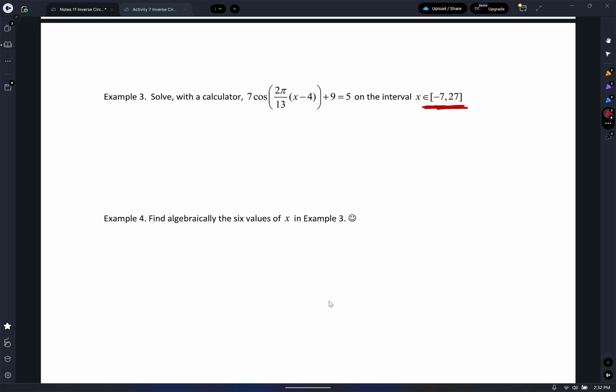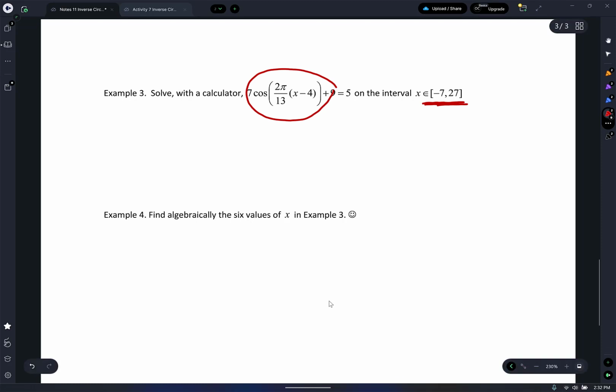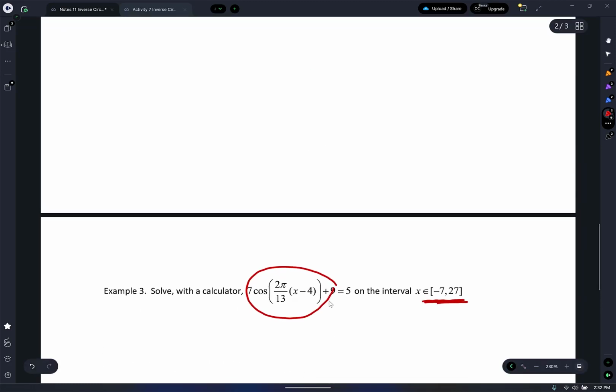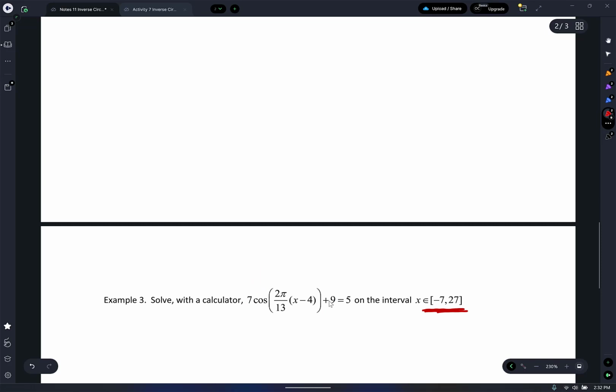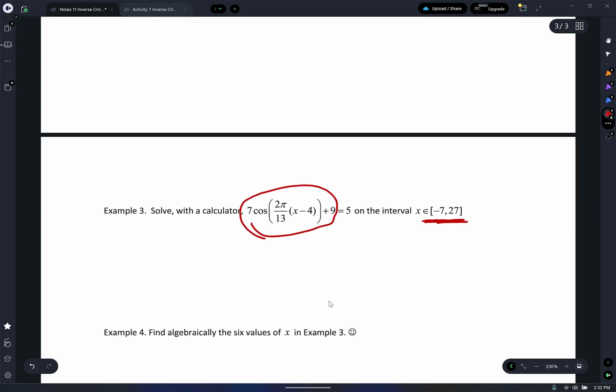Okay, here's what I'm going to do. I'm going to type what I have on the left into y1, and I'm going to type 5 into y2.